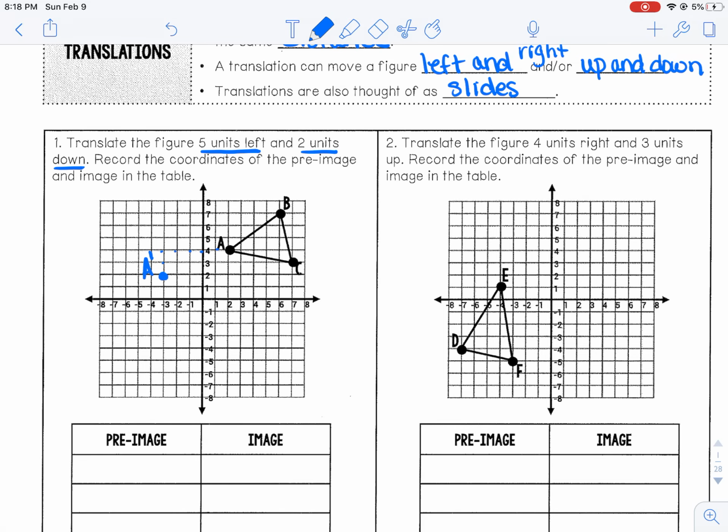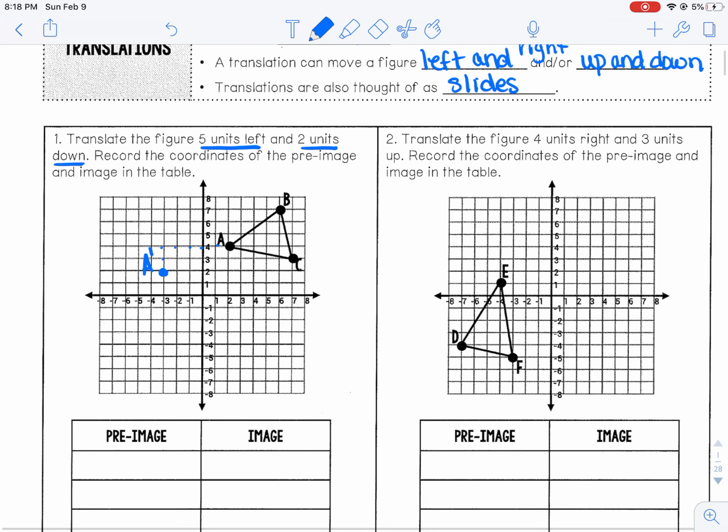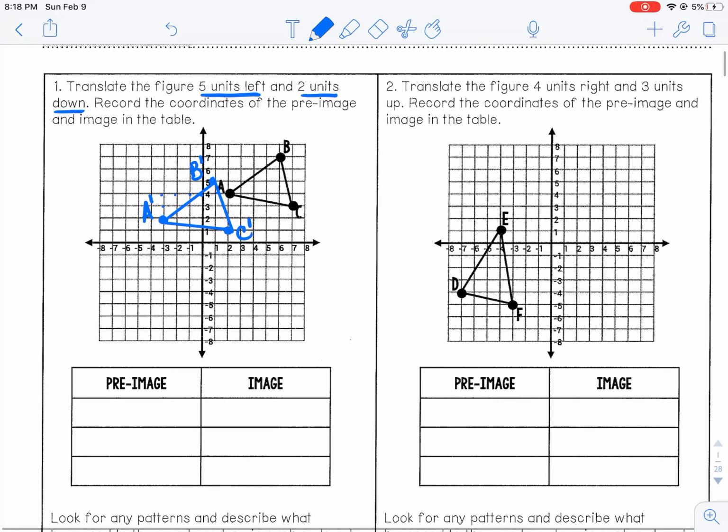Okay, for B, let's move that one over 5 units to the left and 2 units down. And that's going to be B prime. And then C prime, 1, 2, 3, 4, 5, 2. Okay, so if you can follow the directions that they give you, then you are going to be in great shape. So here is my image, and again, remember, image is the term we use for the result after the translation. So I'm going to write my pre-image points.